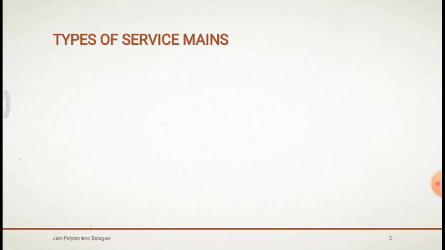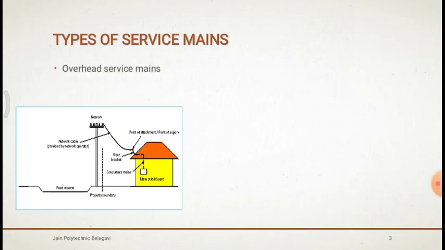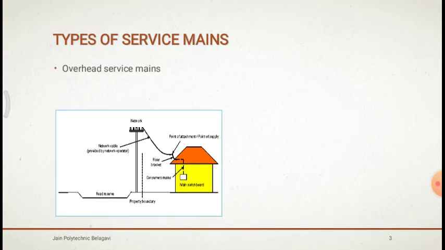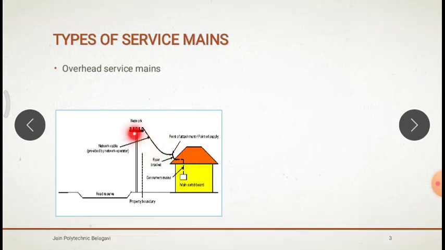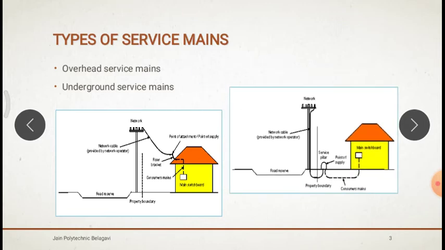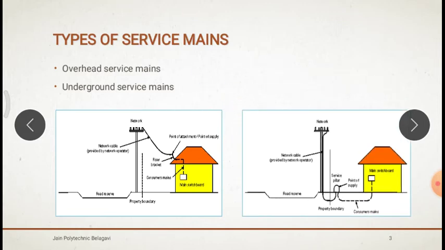Types of service main: two types of service main, one is the overhead service main and one more is the underground service main. So you can see in this image, this is the overhead service main. Overhead service main means the cable, whatever the service main is, from pole to the home. It is visible like all the transmission and distribution lines. But one more is the underground service main. It is buried inside the ground. That is the underground cable we are using here.